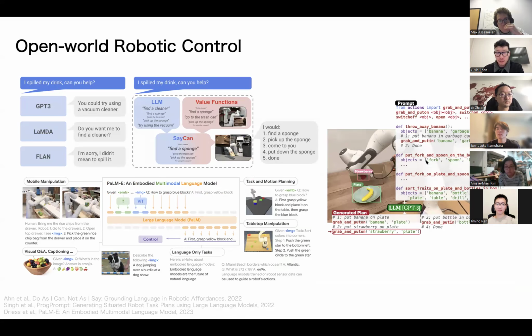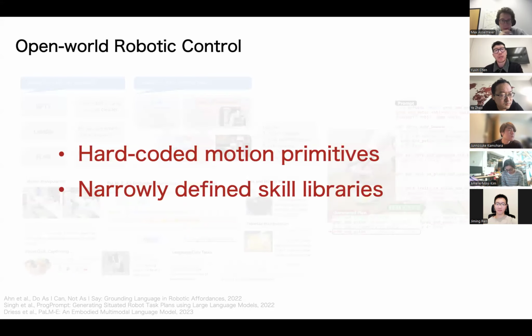There's another way to do this kind of task, which is the earlier style, for example SayCan or ProgPrompt. They assume a predefined skill set, and then use the VLM model to do semantic level high level planning, and then use that planning to execute the low level skills. But in that case, we need hard coded motion primitives, and the performance is also very limited to the predefined robot skills.